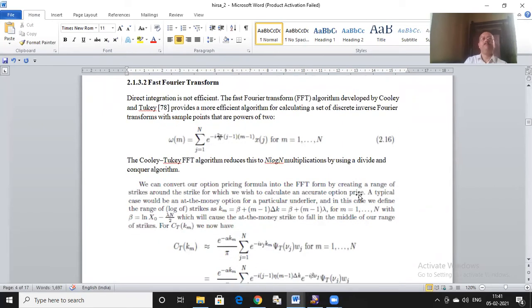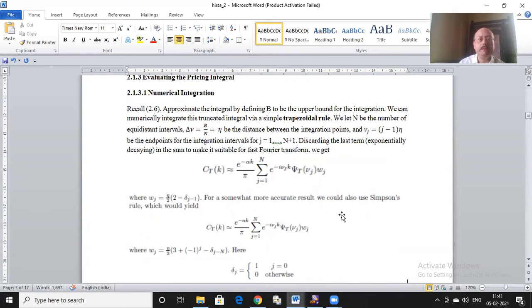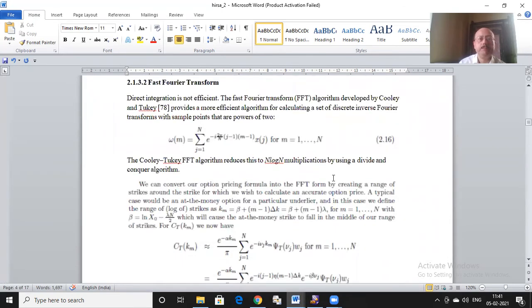Now, even with that, we can quickly notice that this direct integration is not very efficient. It can actually be done faster. The direct Simpson's or trapezoidal rule integration that we outlined here is not really the most efficient thing that we can do. So Cooley and Tukey, the reference is 78, Cooley and Tukey developed an algorithm called the fast Fourier transform, the FFT algorithm.